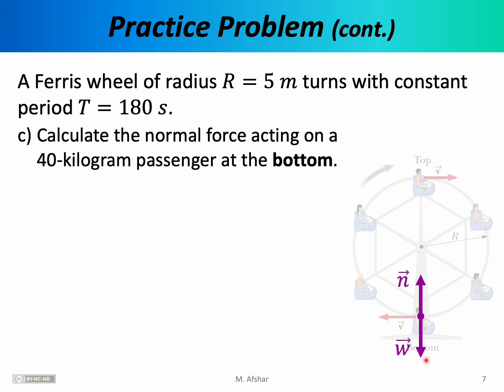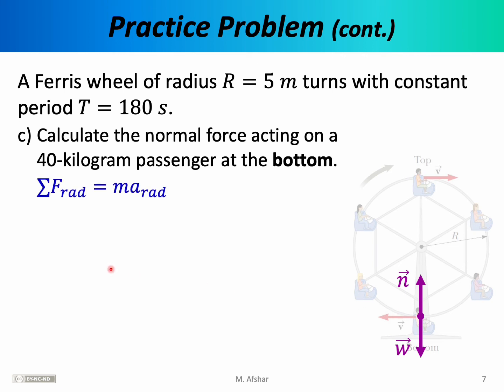Again, two forces are acting on this passenger. Gravity, or planet Earth, is pulling the passenger down. We call that force weight. And the contact between the passenger and the seat creates the normal force. That's the force that's basically supporting the passenger. The normal force points upwards in this case. Again, we're interested in calculating the magnitude of the normal force.